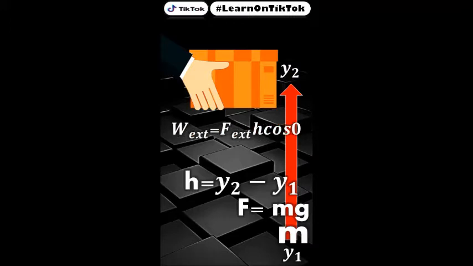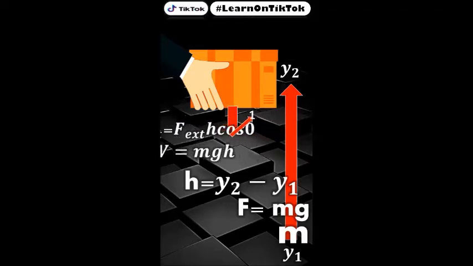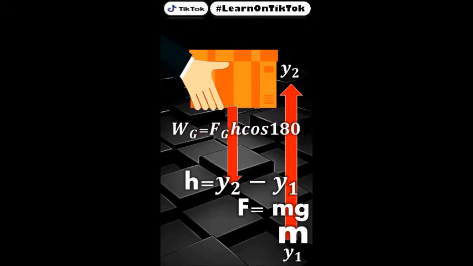Work is equal to the external force, that is mass times acceleration due to gravity, times the vertical displacement or height h, times cosine 0 degrees. Cosine 0 degrees only tells that the direction of force is upward. You don't have to worry about it, it's just equal to 1. There is gravity acting on the box as it moves along the vertical height, and its work is equal to the gravitational force times the vertical height times cosine 180 degrees. Cosine 180 degrees tells that the direction of the gravitational force is downward, and this is equal to -1.